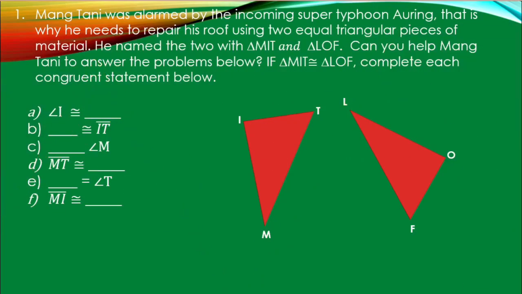Mang Tani was alarmed by the incoming super typhoon or rain. That is why he needs to repair his roof using two equal triangular pieces of material. He named the two triangle MIT and triangle LOF. Can you help Mang Tani to answer the problems below? If triangle MIT is congruent to triangle LOF, complete its congruent statement below.